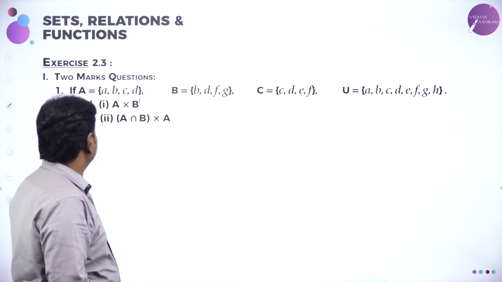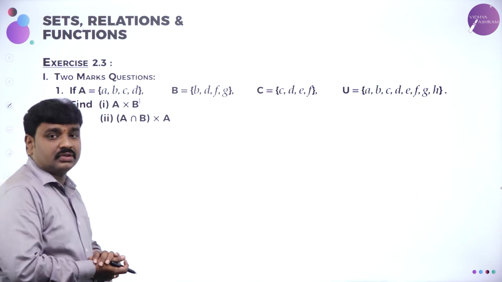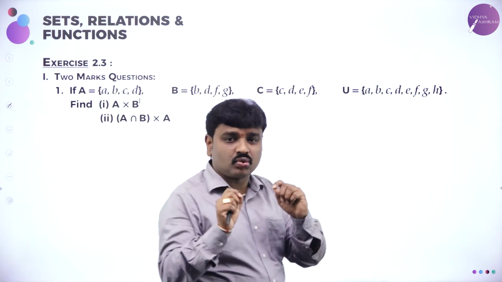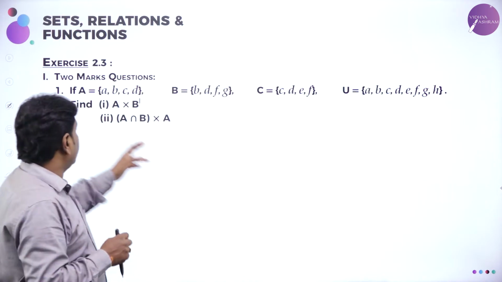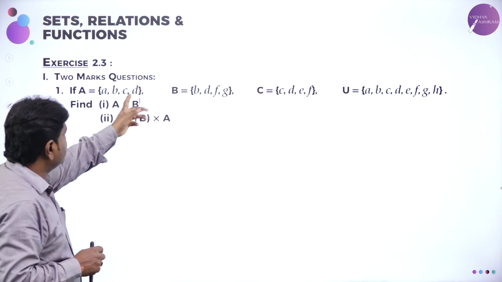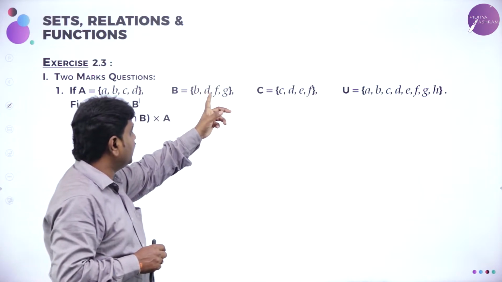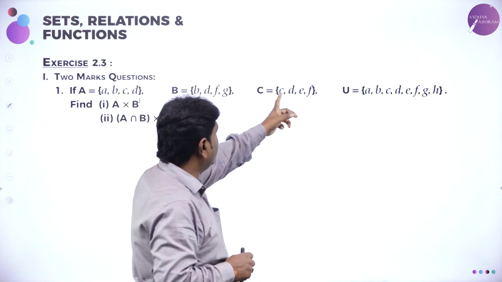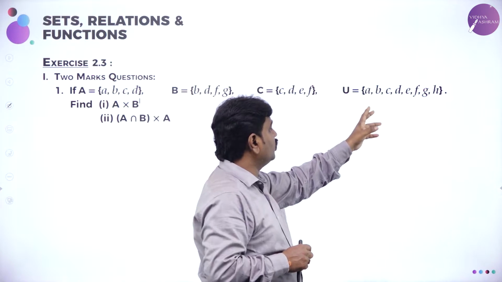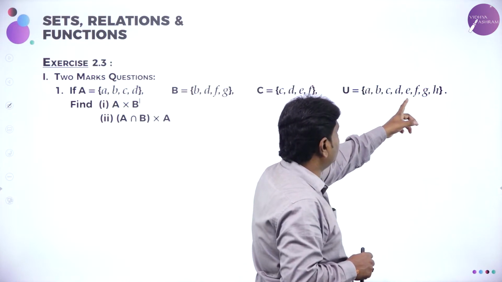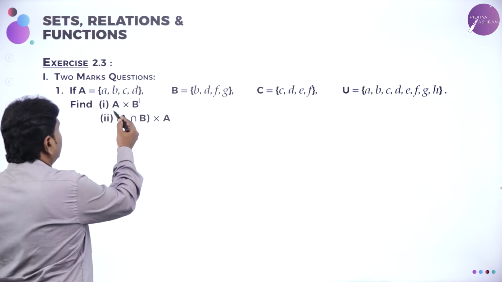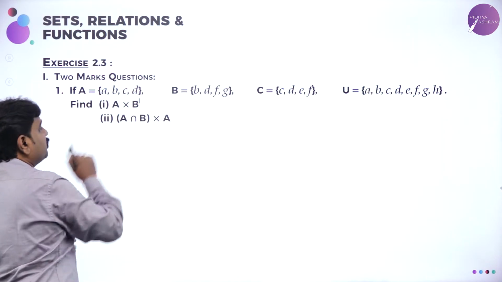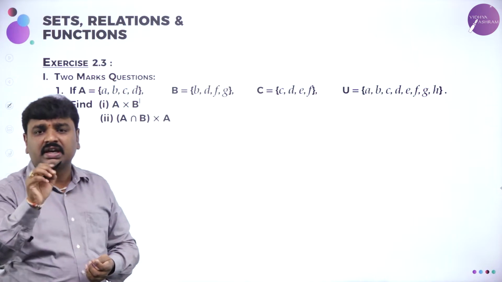Now we'll go to the exercise where we'll have problems based only on Cartesian product, which is simple and direct. If A is the set {a, b, c, d}, B is {b, d, f, g}, C is {c, d, e, f}, and U is {a, b, c, d, e, f, g, h}, the universal set also they gave. First they want A cross B dash.